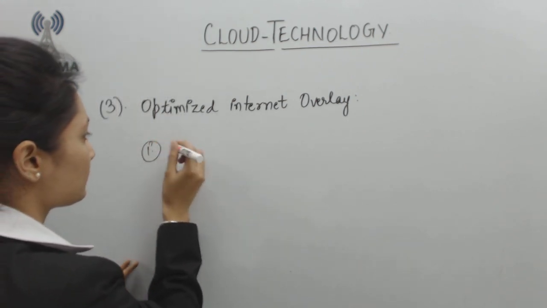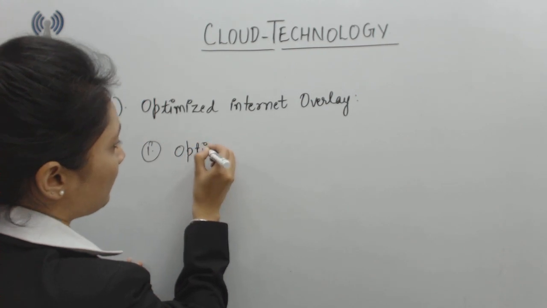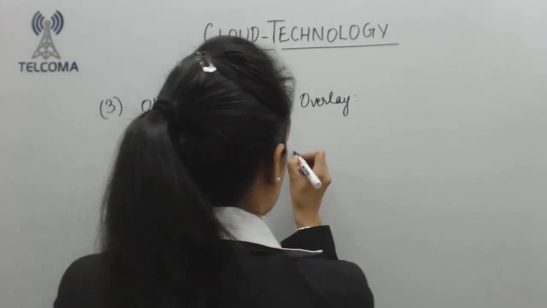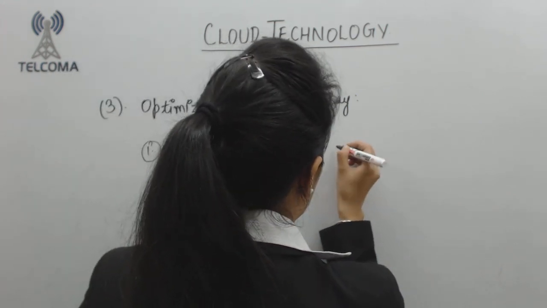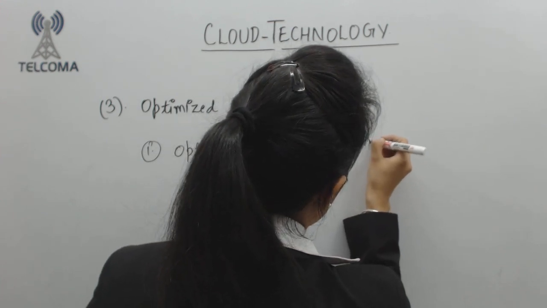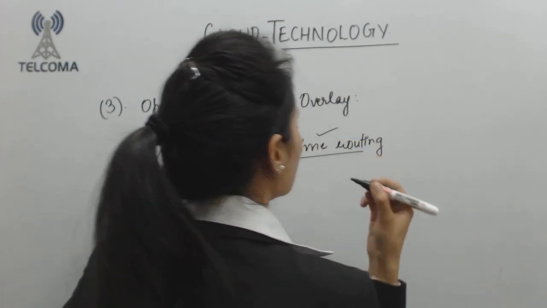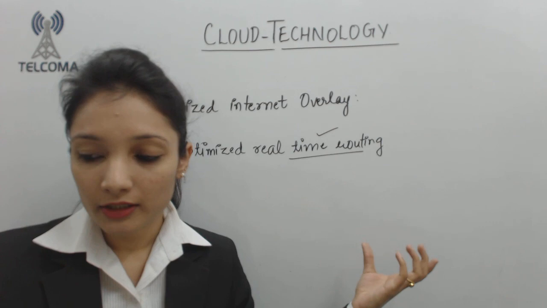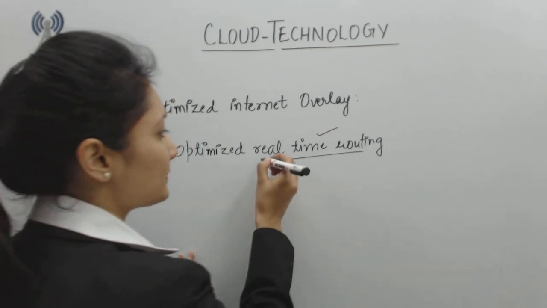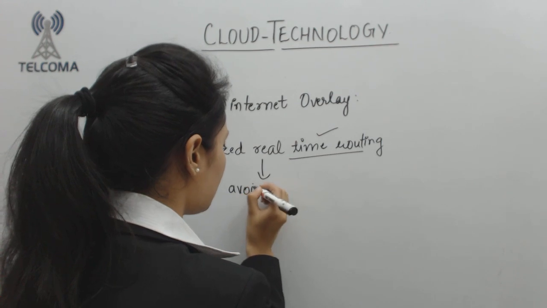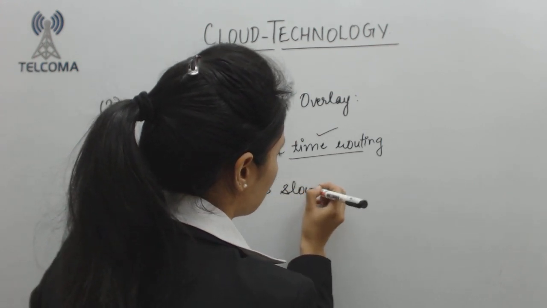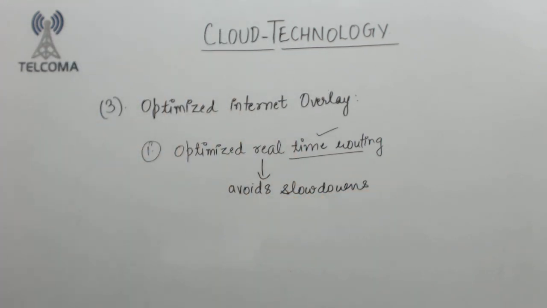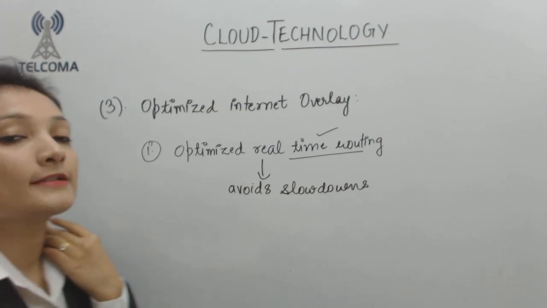It includes optimized real-time routing. So what happens with the help of this optimized real-time routing? That means when you're optimizing the real-time traffic here, it basically avoids the slowdowns. So this is the first feature or enhancement which is included in your optimized internet overlay.